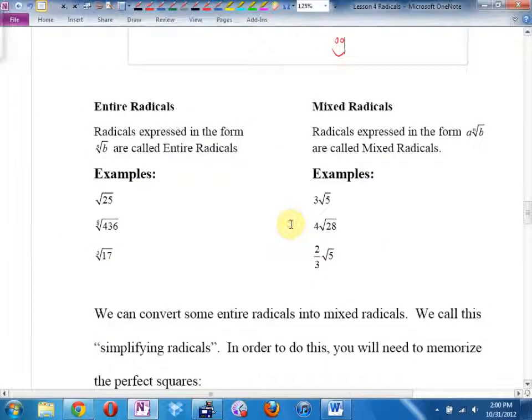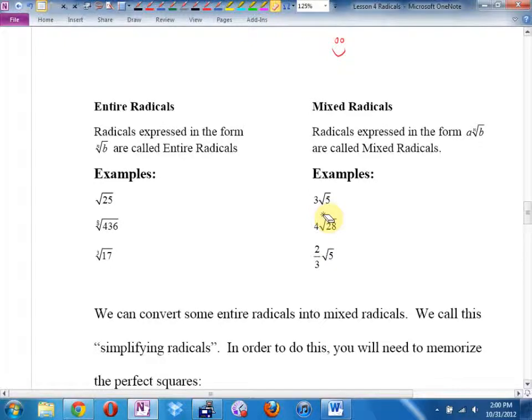We have standard radicals. They're called entire radicals. We have mixed radicals. Why are they mixed? Because some numbers are in the radical sign and some numbers are in front of the radical sign. They're mixed. Okay?